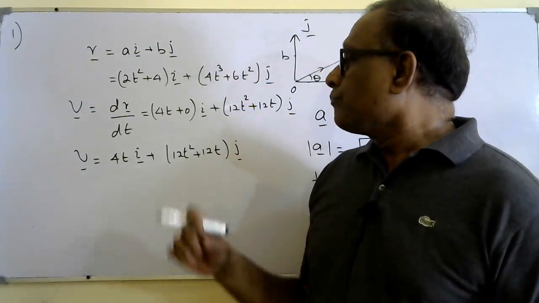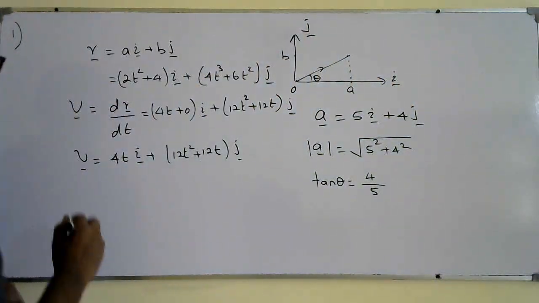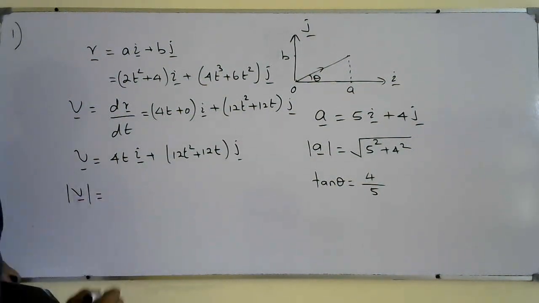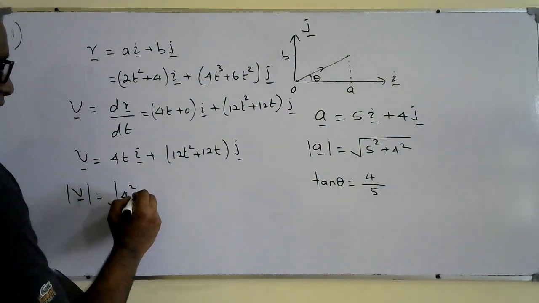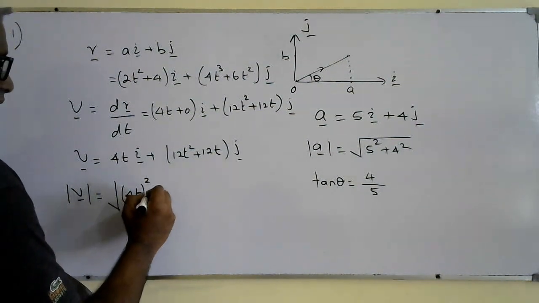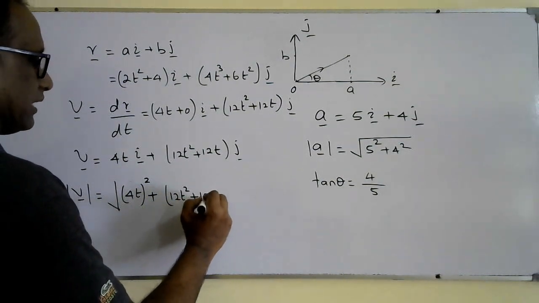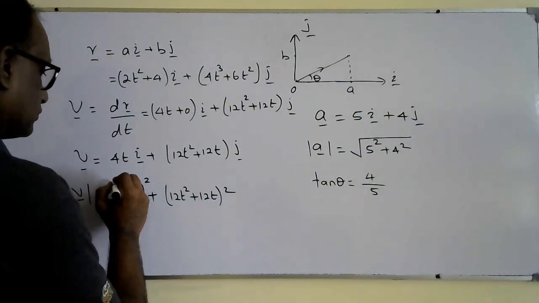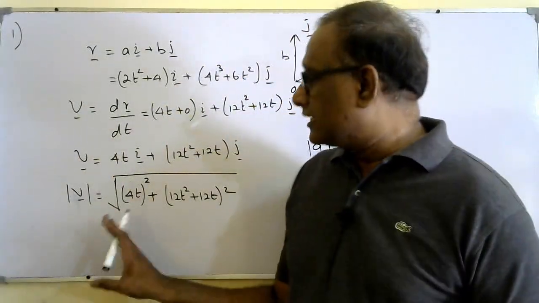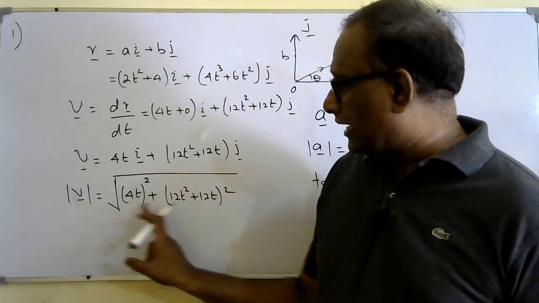And if you want to find the magnitude of the velocity at a particular instant, at a particular time t, magnitude means magnitude of the velocity, or that's the speed at an instant. So find the magnitude of the velocity vector v, that is the square root of (4t) squared plus (12t squared plus 12t) squared, all under the square root. If you solve it, you will get the magnitude of the velocity, or the speed, in terms of time.